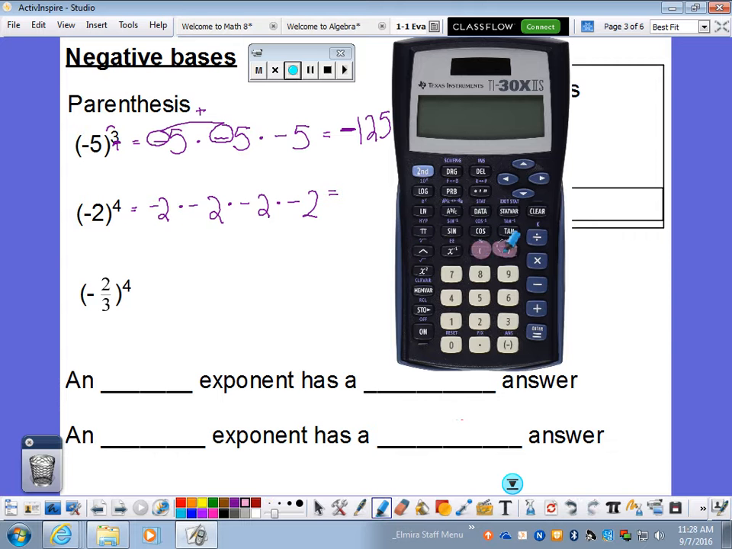When you are doing a negative base on a calculator, it is really important to use parenthesis keys. In other words, I'm going to type it exactly how I see it. I'm going to type the parentheses into the calculator, just the way that I see it. Okay?